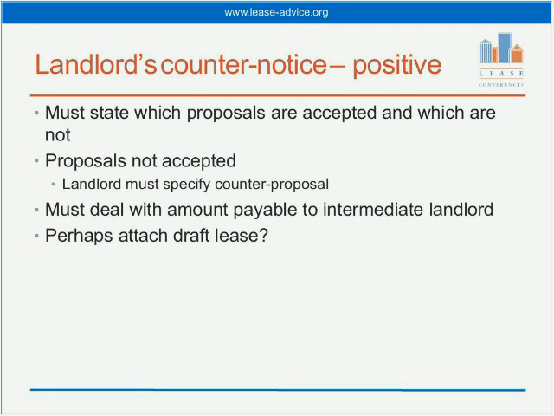Now, if it's a positive counter notice, they've got to go on to state which proposals in the initial Section 42 notice are accepted and which are not. And in respect of those that are not accepted, the landlord must specify a counter proposal. Usually it's the counter offer, an alternative price, which they might well go by a recommendation of their valuer, who perhaps has exercised rights under Section 44 to go into the flat. If there's an amount attributable to a head landlord in the initial notice, then the counter notice should address that as well. And whilst it's not obligatory to do so, it might be good practice to attach a draft lease, particularly if alternative terms are being proposed. And I'll come on to alternative terms later.